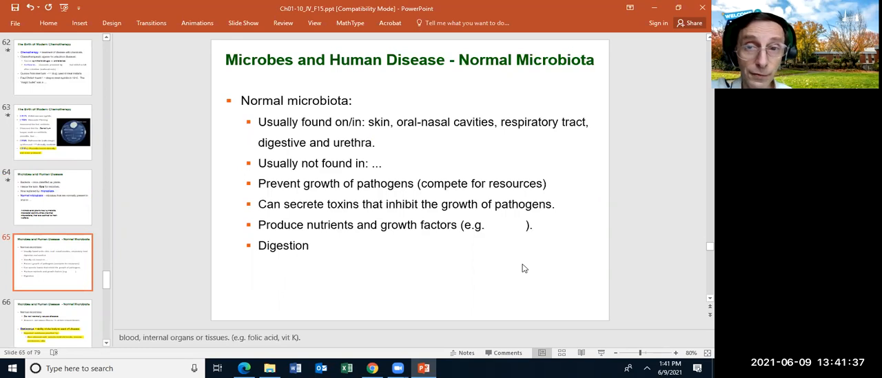All right, let's talk a little bit more about the normal microbiota. The normal microbiota are found on and in the skin, the oral nasal cavity, the respiratory tract, the digestive tract, the entire gastrointestinal tract, and the urethra. The normal microbiota is not normally found in the internal organs and tissues. So the normal microbiota is not in the blood or an internal organ like your heart or your muscles. But it is on the skin and all of the mucous membranes lining the internal cavities of the body.